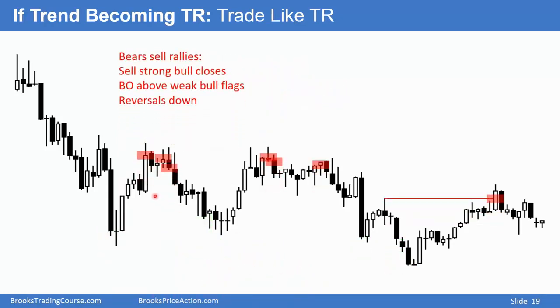And bears sell rallies. They see a strong bull bar, and they'll bet against this being a measuring gap. They'll bet that it'll trade back down, maybe down here, double top bear flag, and they'll expect this gap to close. You can see this low fell below that high. They'll sell more on the reversal down.